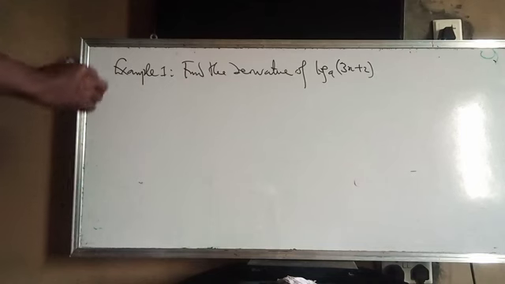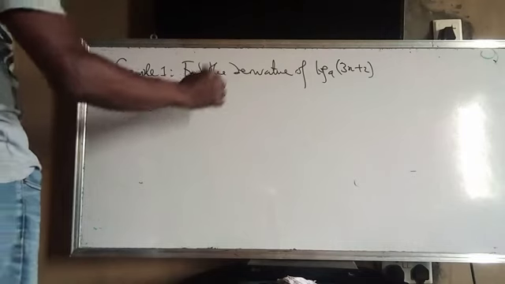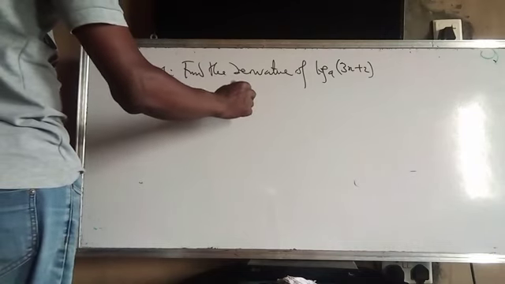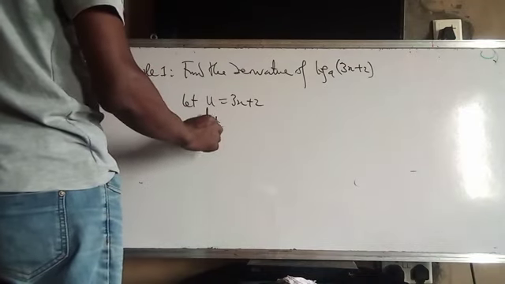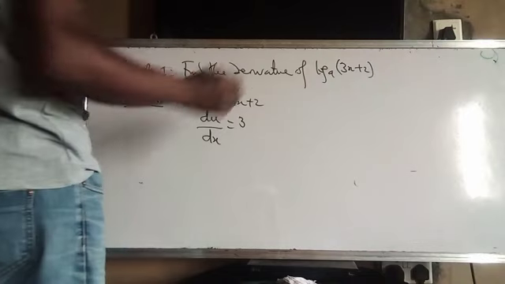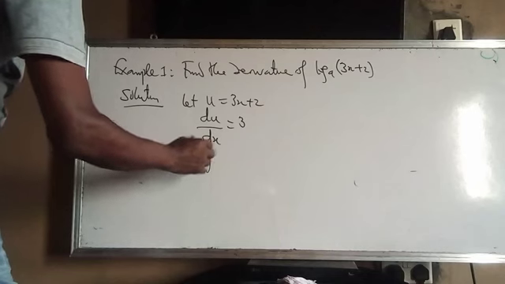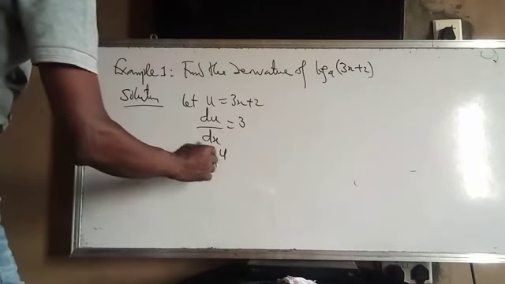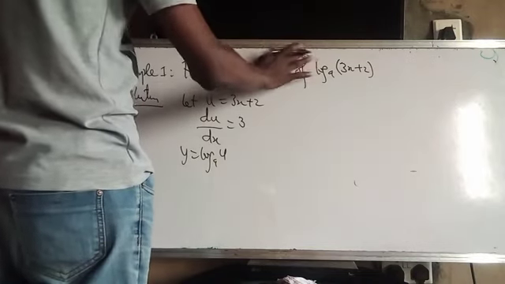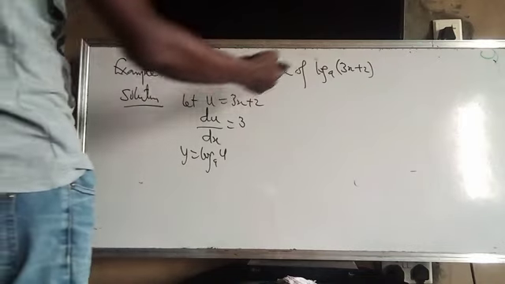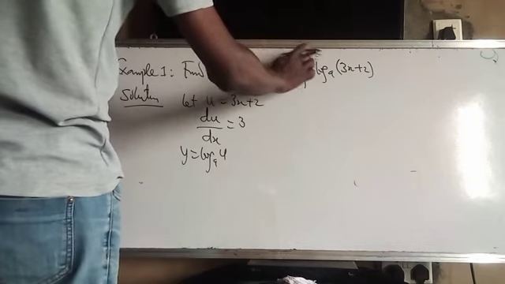Now, how do we go about this? Let u be equal to 3x plus 2. Now, du/dx will be 3. I hope you know that. Fine. So, we now have y is equal to log u base a. Don't forget, find the derivative of this means you are finding the derivative of y equals to this. I hope you understand. So anytime you come across a question like this, it means y is the dependent variable. So y equals to this value.